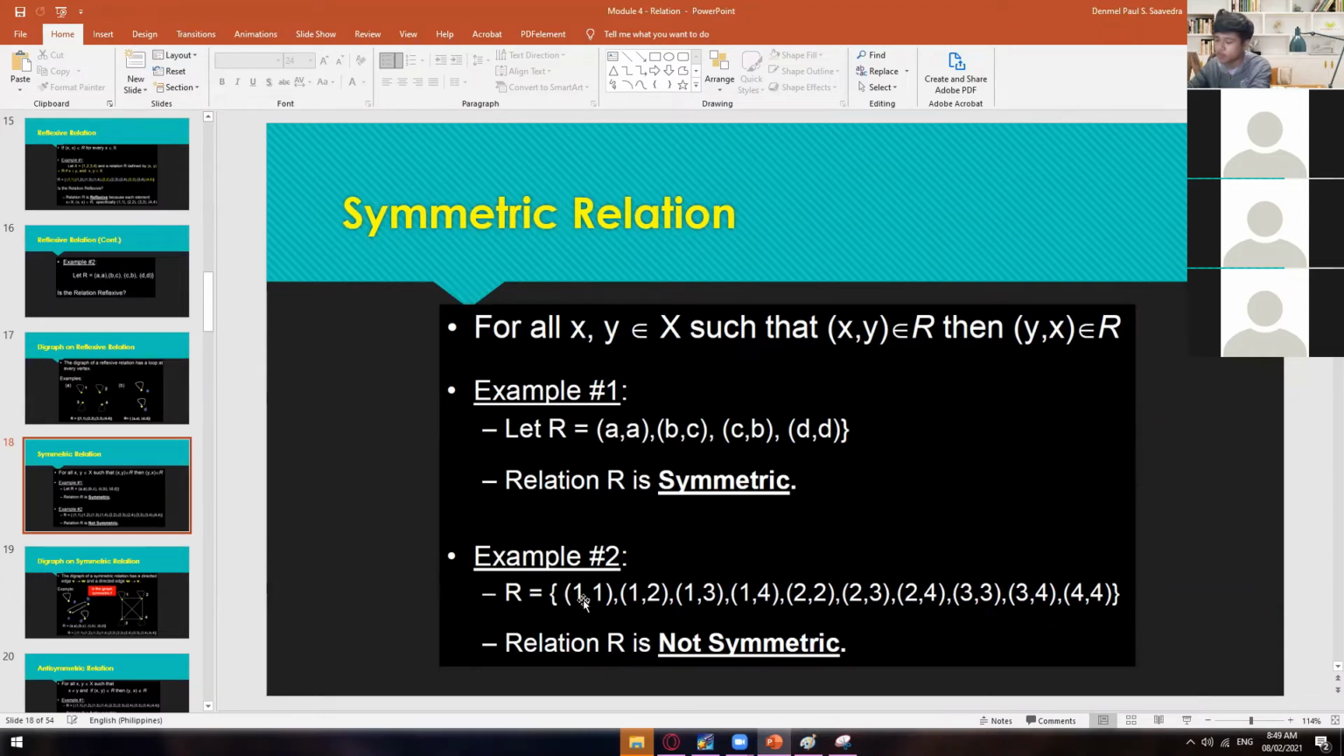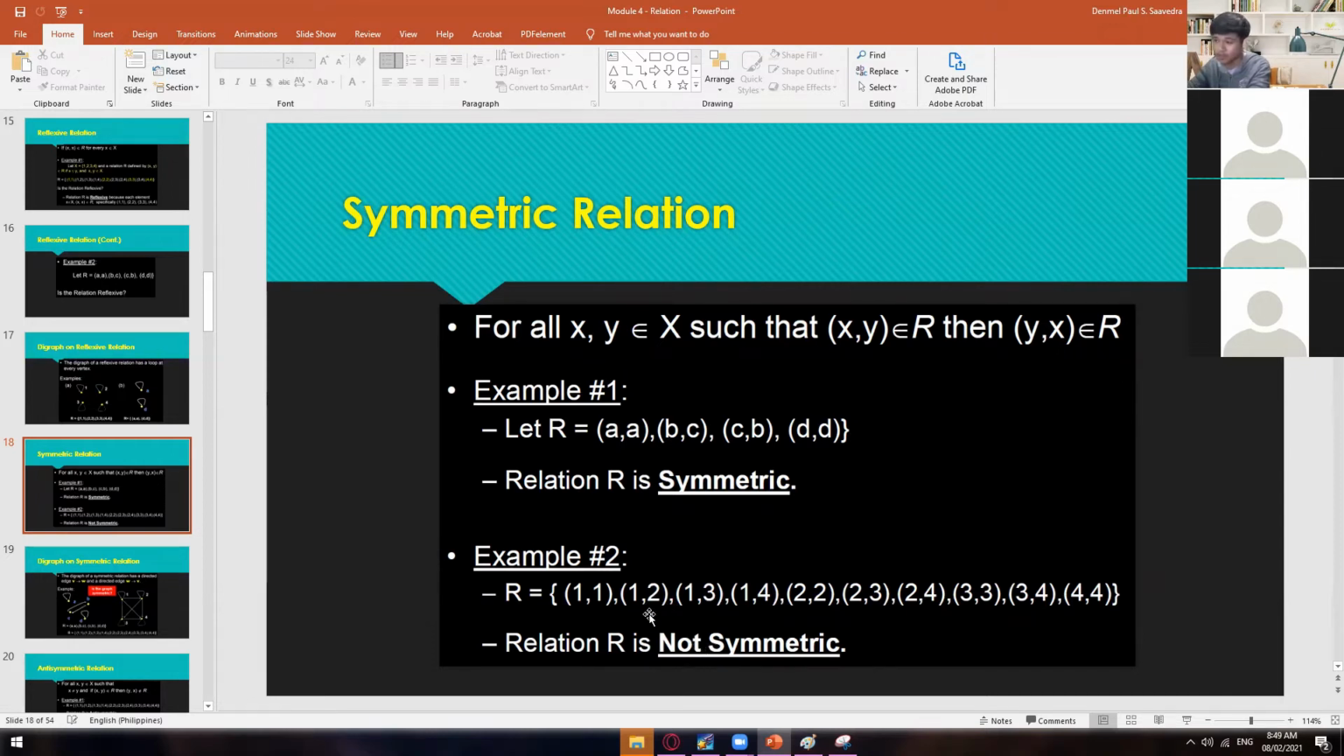So as you can see, (1, 1), so no problem. But how about (1, 2)? So you should check this one already. If you have (1, 2), you should also already have (2, 1), wherein it cannot be found. It's missing on our list. So that is why this one is not symmetric.